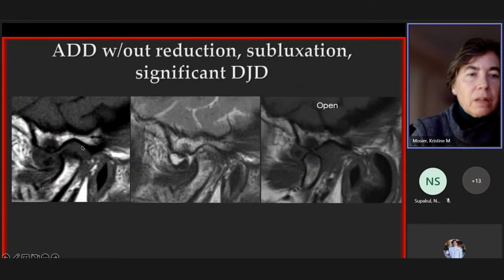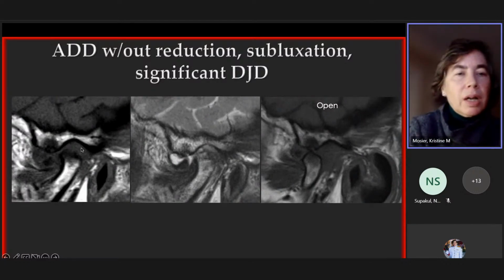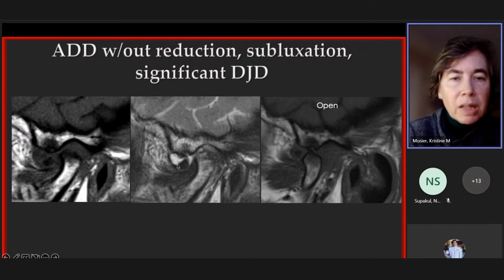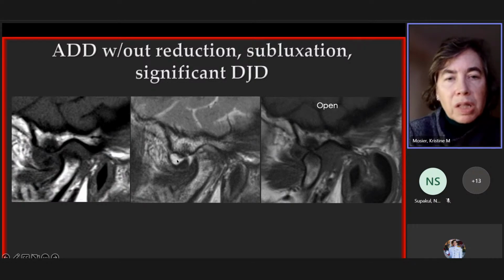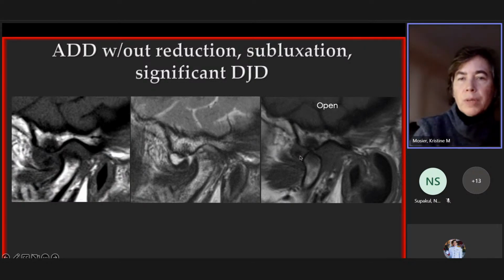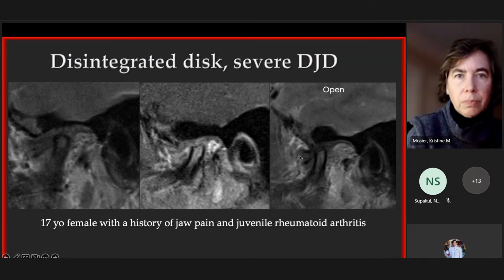Now, this is a more severe change in a different patient where we're seeing really severe loss of cortical height here, some irregularity and loss of cortication. Our disc is anteriorly displaced, actually perforated and balled up here, and you see that here on our T2 weighted image with significant superior joint space effusion and no reduction on opening.